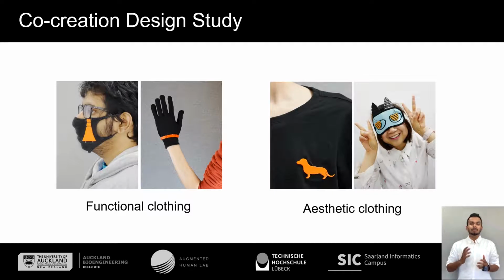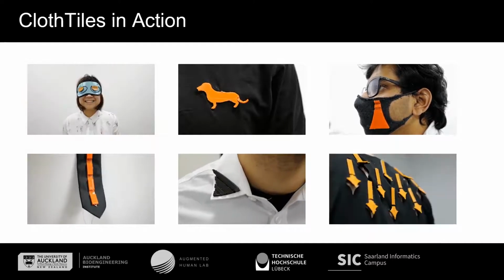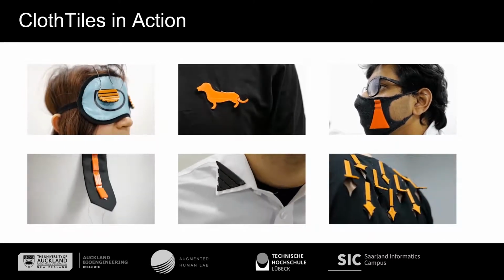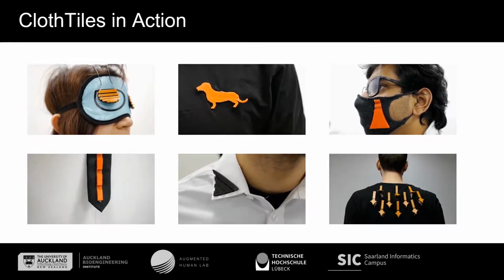When it comes to aesthetic designs, users came up with awesome ideas. One of the participants wanted to print a dog on his t-shirt that can visually stay. Also, another participant wanted to integrate a slight massager on her eye mask. And mainly, she wanted to retain the aesthetic aspects of that. From the user feedback, we could confirm that ClothTiles potentially can fulfill both functional as well as aesthetic aspects of clothing up to user expectations.